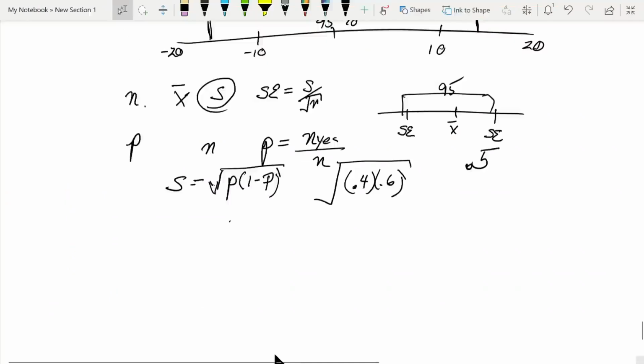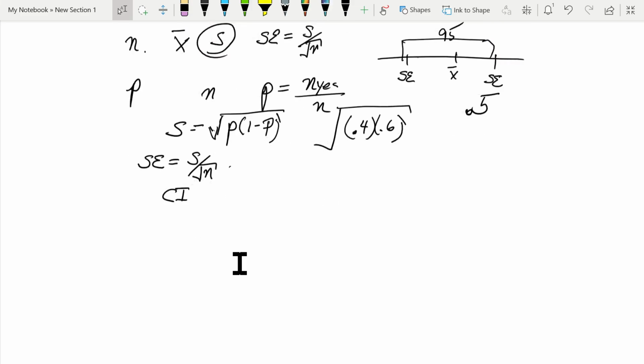The standard error of the mean for a proportion is exactly the same as before. It's the standard deviation divided by the square root of the sample size. So a confidence interval is the proportion, the estimated proportion. I'm going to put a hat on it. This means estimated proportion. Anything with a hat is an estimate.